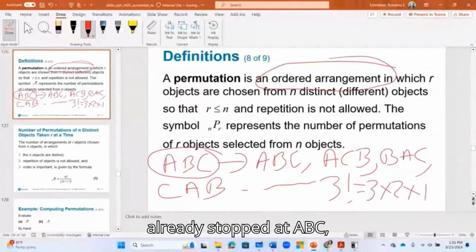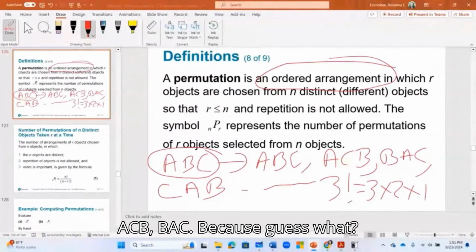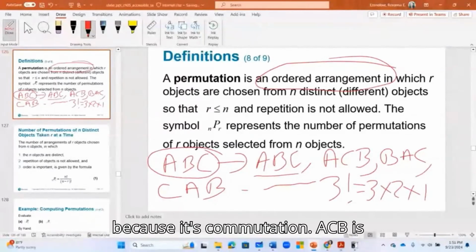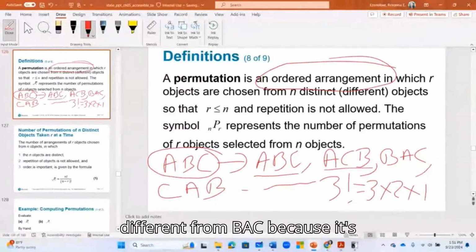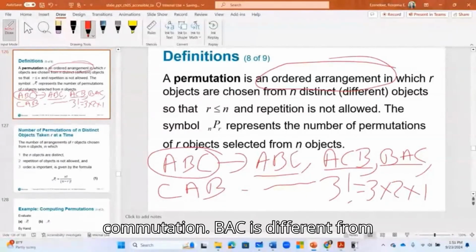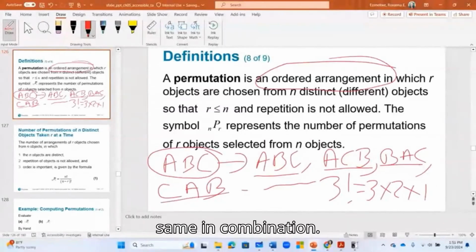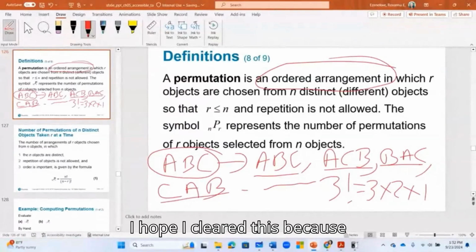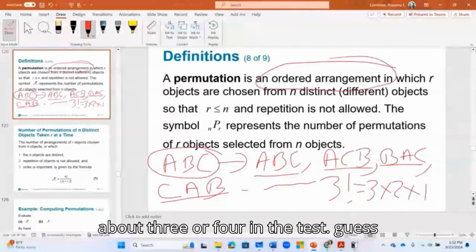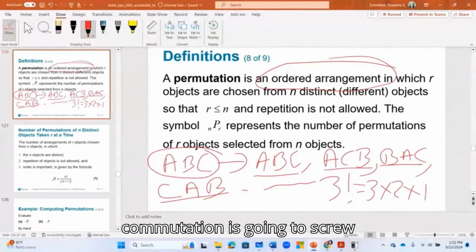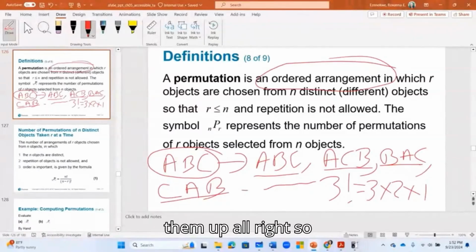I already stopped at ABC, ACB, BAC. Because guess what? ABC is different from ACB because order matters. ACB is different from BAC. BAC is different from CAB. It's not the same in permutation. I hope I cleared this, because this question is going to be about 3 or 4 in the test. Well, guess what? If you don't understand the difference between combination and permutation, it's really going to screw them up. All right.